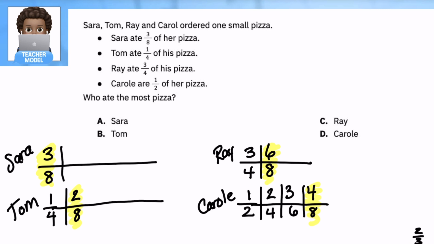So who ate the most pizza? I'm just comparing numerators. 3, 2, 6, 4. 6 eighths is the highest, so Ray ate the most. So he had the very most of them. So this is a pretty good strategy when my numbers are super friendly.